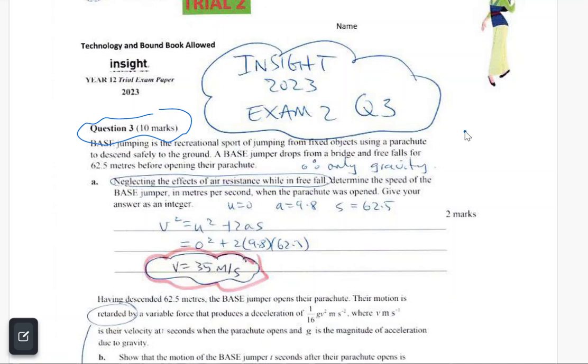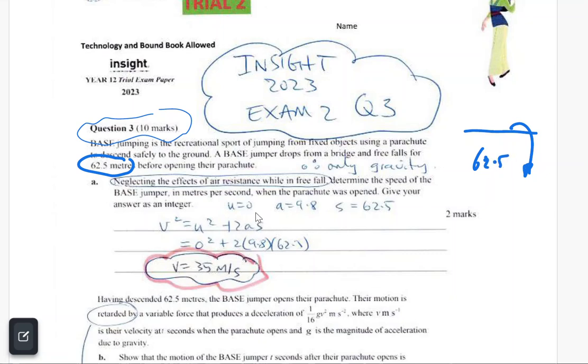jumper jumps off a fixed bridge and, neglecting effective air resistance while in free fall, determine the speed when the parachute's open, and the parachute opens after 62.5 metres.